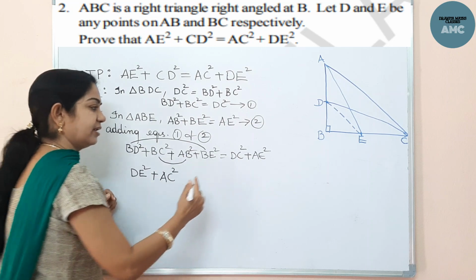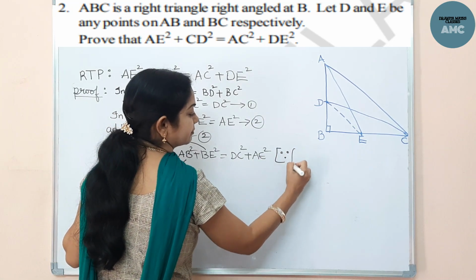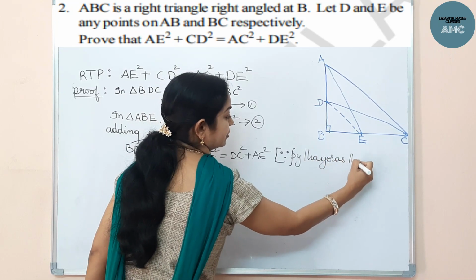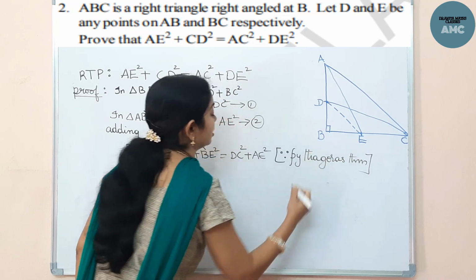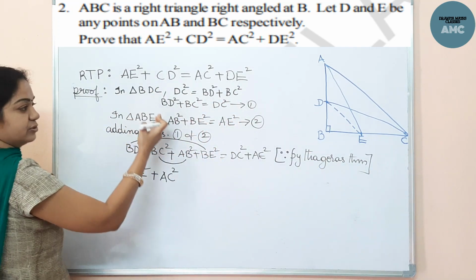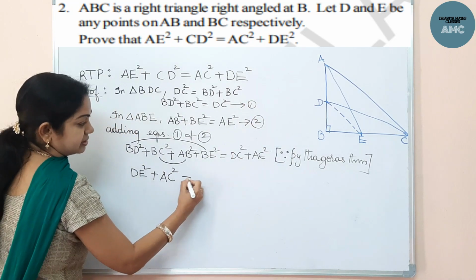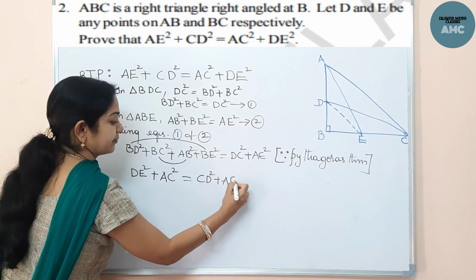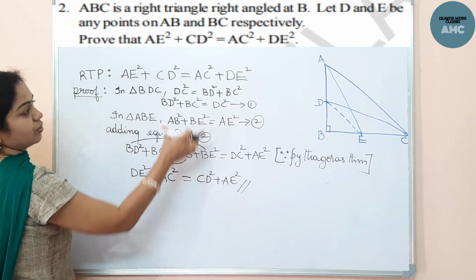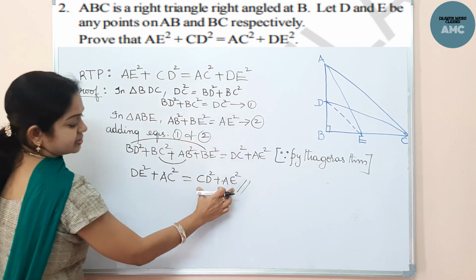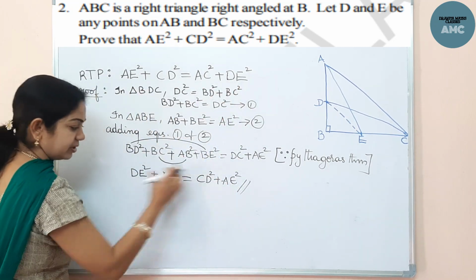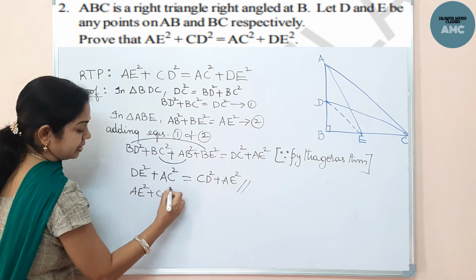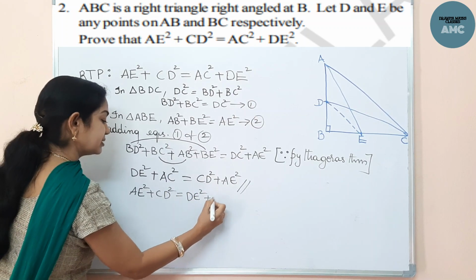Again I am applying the Pythagoras theorem. Always we are using the Pythagoras theorem throughout the exercise. Here also we have used it; you can also mention it here. Now this is equal to CD square plus AE square, CD or DC being one and the same. So this is hence proved. This is what we want. Likewise, you can write it here: AE square plus CD square is equal to DE square plus AC square.